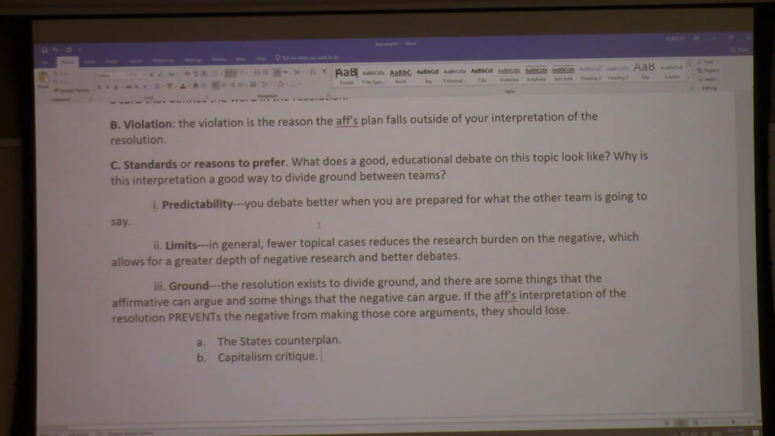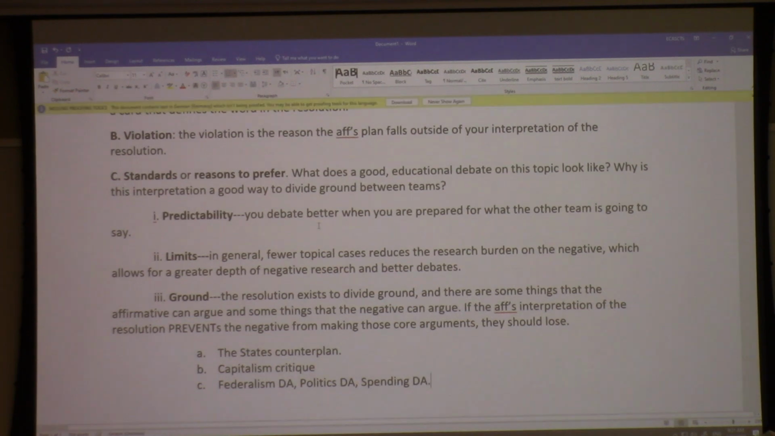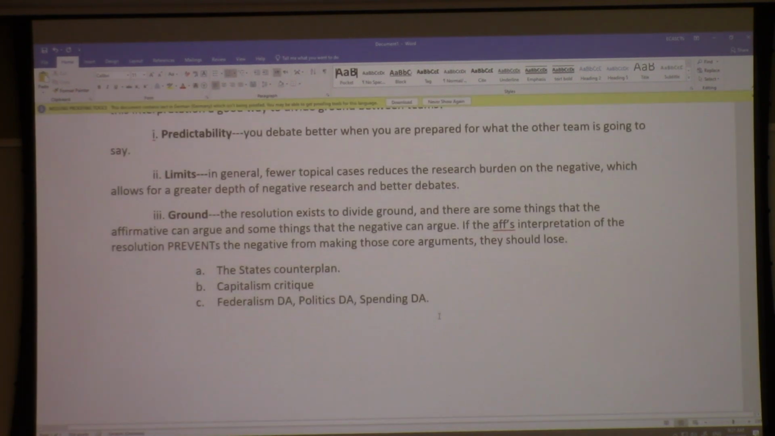Yeah, and we can go on. It's really just the other arguments that you have in this packet. So we have federalism DA, politics DA, maybe the spending DA is something that you might see during the year that is otherwise just poor negative ground on this topic.